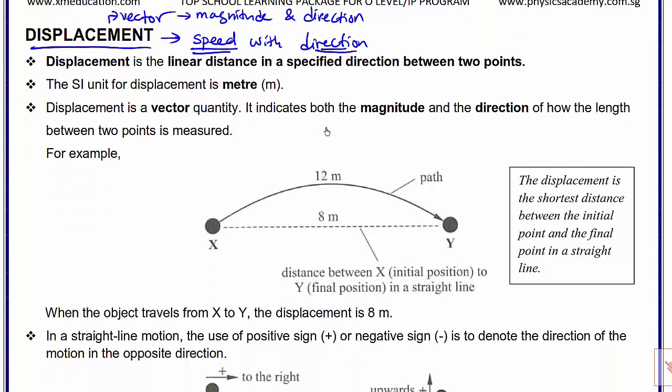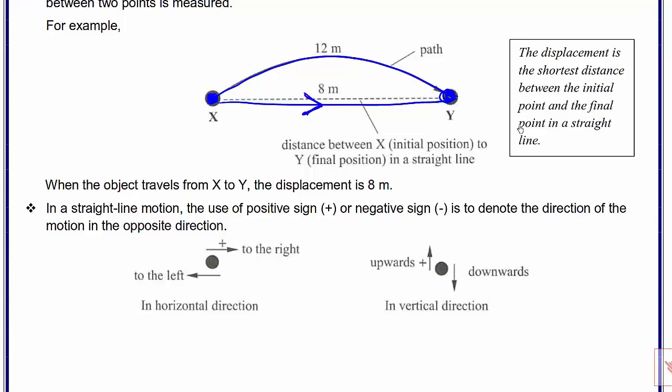So for example, let's look at this. If you move from X to Y, we say that the distance is 12, but what is displacement? Displacement is the linear distance, or the straight line distance between the initial point and the final point. In this case, this length represents displacement and is in this direction. You must tell people the length, or the magnitude, or the size of the quantity that you are measuring, as well as the direction, in this case to the right. So you must say the direction. The unit is still meter. They are vectors, they have magnitude and direction.